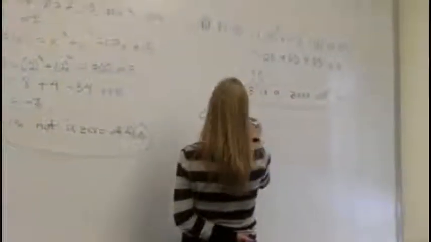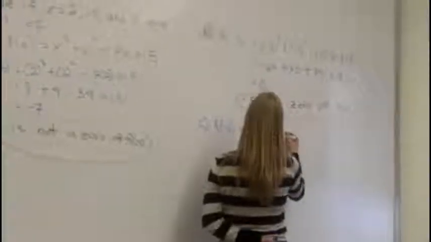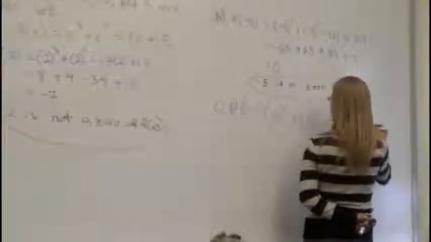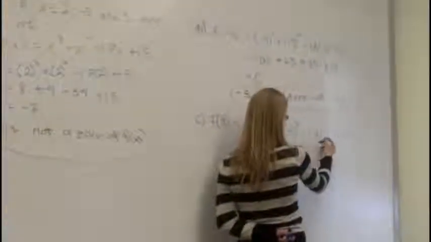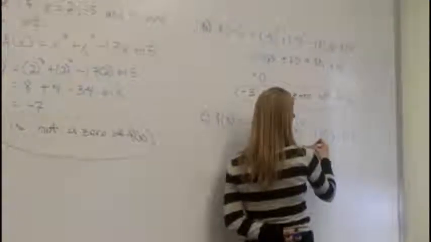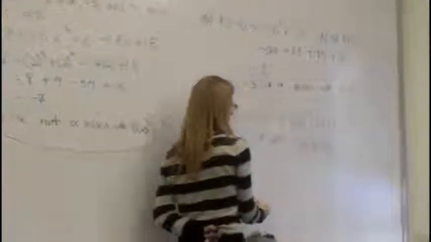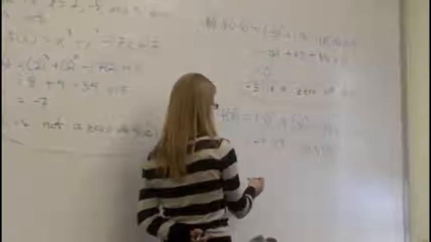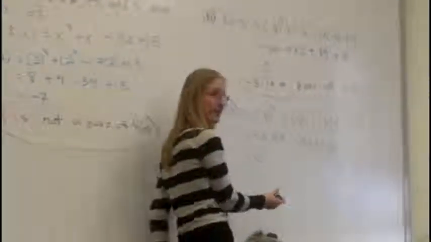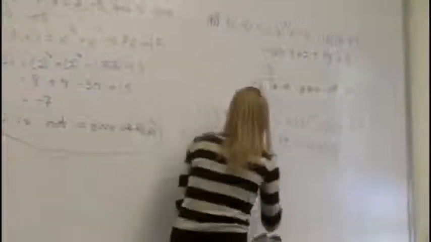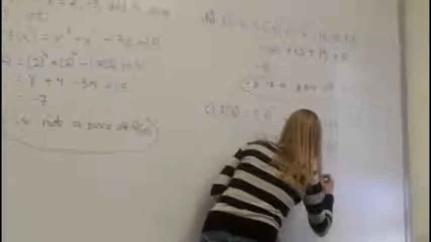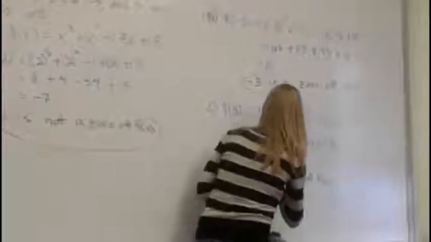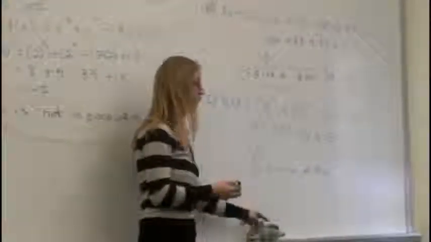All right. So 3 cubed plus 3 squared minus 17 times 3 plus 15. So 27 plus 9 minus, what's 17 times 3? 51. Plus 15, which gives me what? Oh, that's nice. What's my answer? 3 is a 0. Come back. Questions on that?